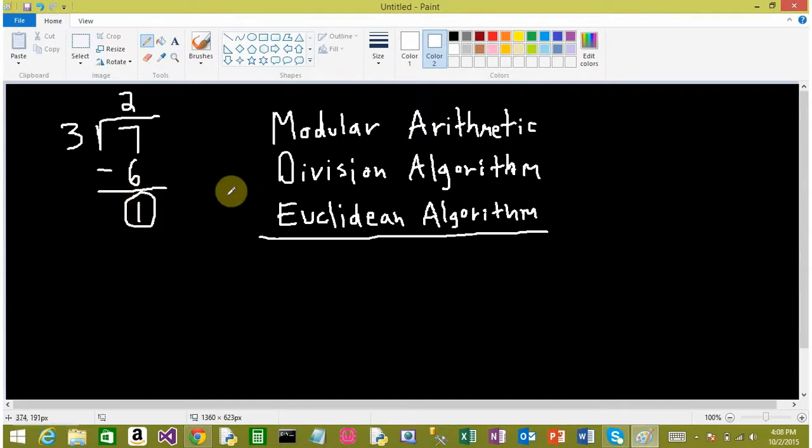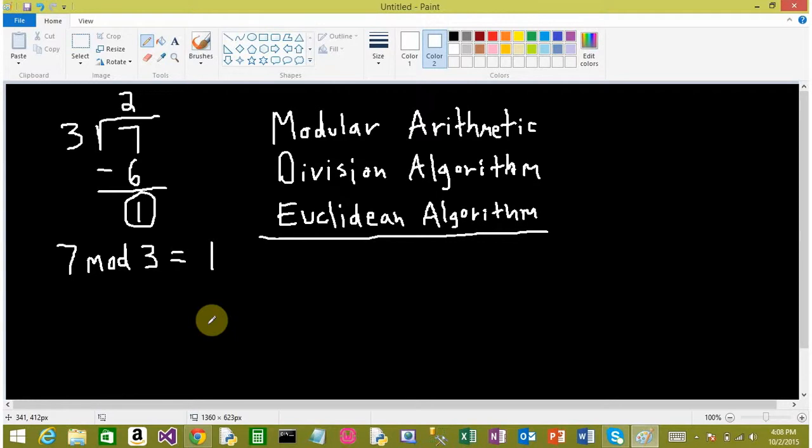Now in modular arithmetic, we can express this as we take the dividend, which is 7, and then we say mod the divisor, which is 3, and this will equal what we get for the remainder, which is 1. So that's how we can express that: 7 mod 3 equals 1.